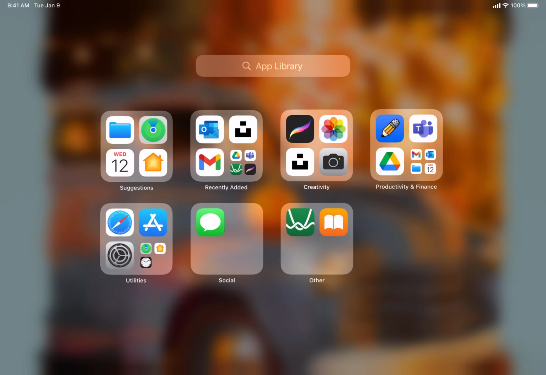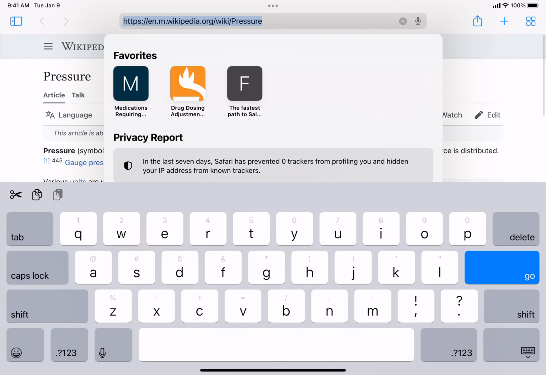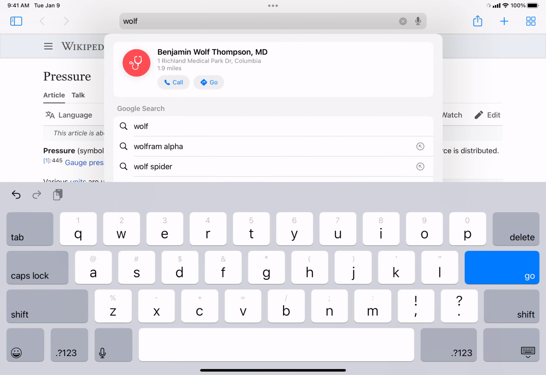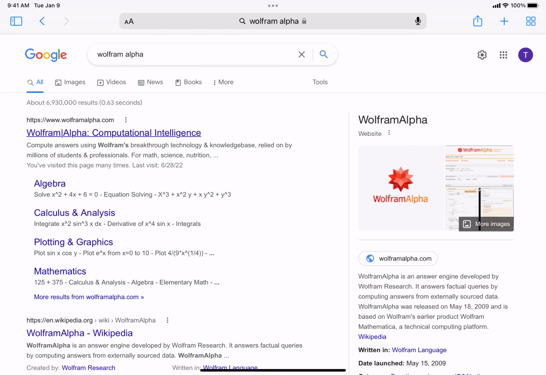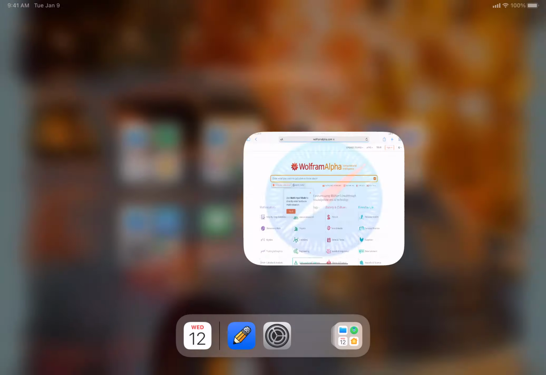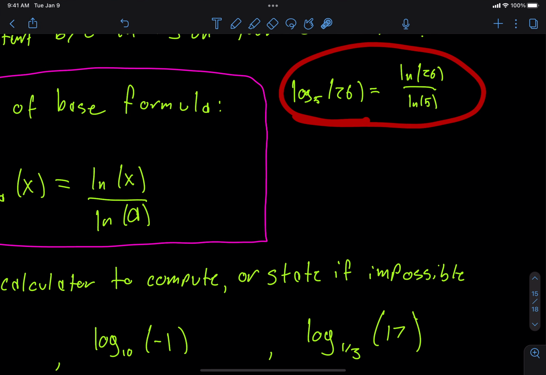Okay, so let's see here. Maybe I can go to Wolfram Alpha. Let's see how this works. What we're trying to do here is compute log base 5 of 26.